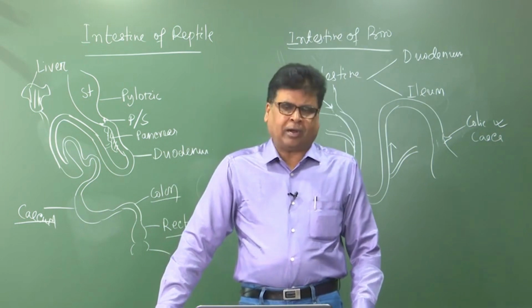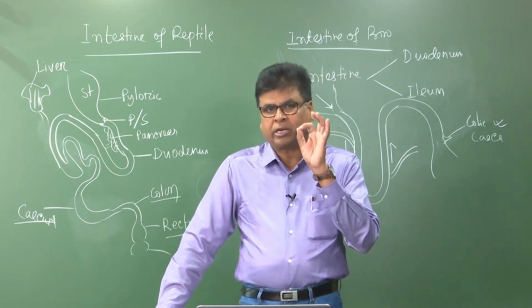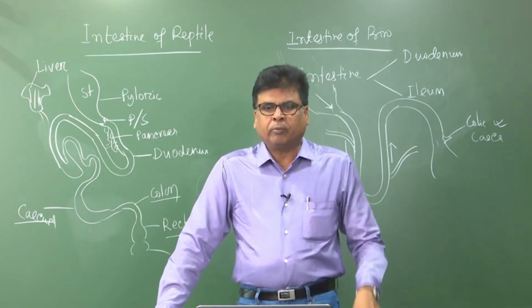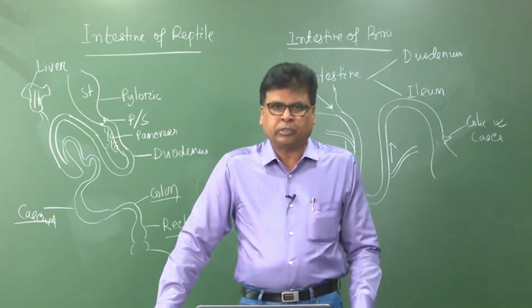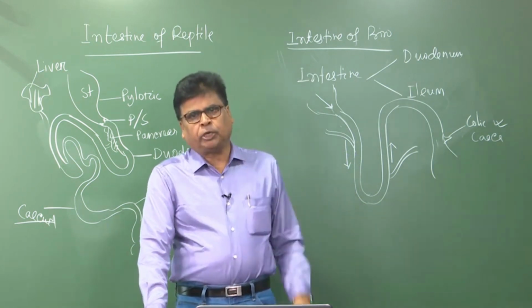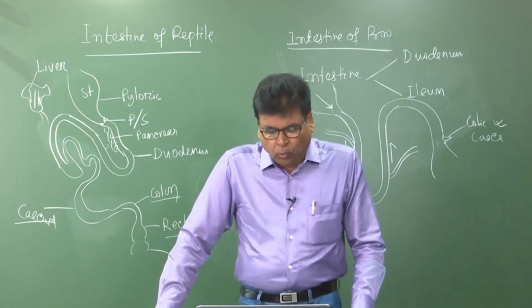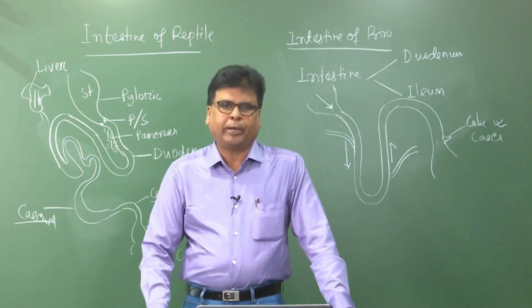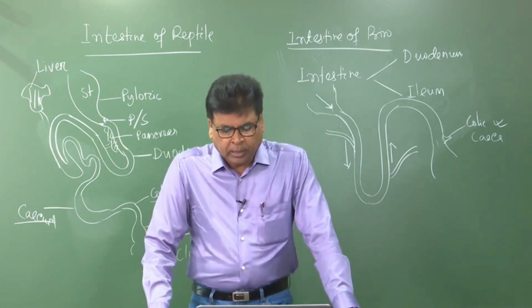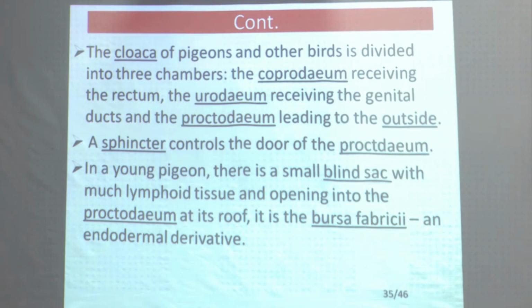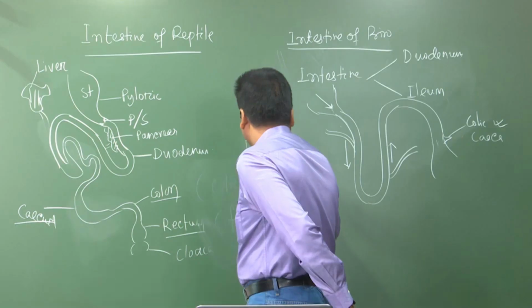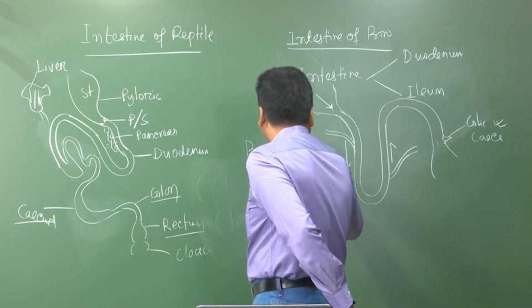And in case of bird, especially in young bird, remember a very important point in relation to immunology. In young pigeon or young bird, there is a small blind sac with much lymphoid tissue, opening into the proctodeum at its roof, and it is known as bursa of Fabricius. This is known as bursa. This is most important, you should remember this one. This is known as bursa of Fabricius.